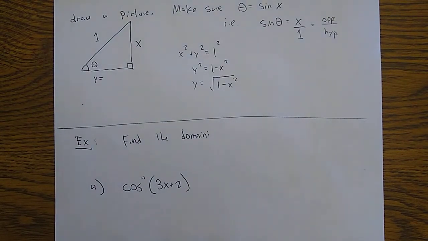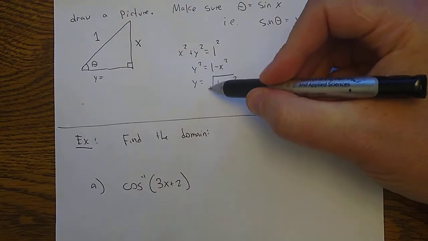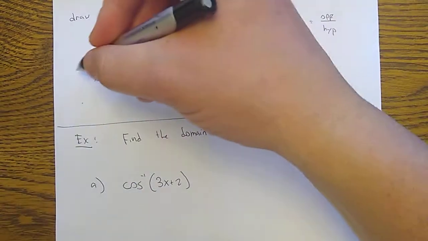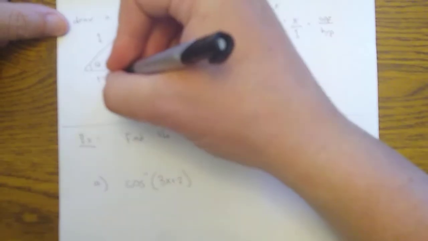So y is the square root of 1 minus x squared. And I don't put plus or minus because y is a positive number. y is the length of this side.